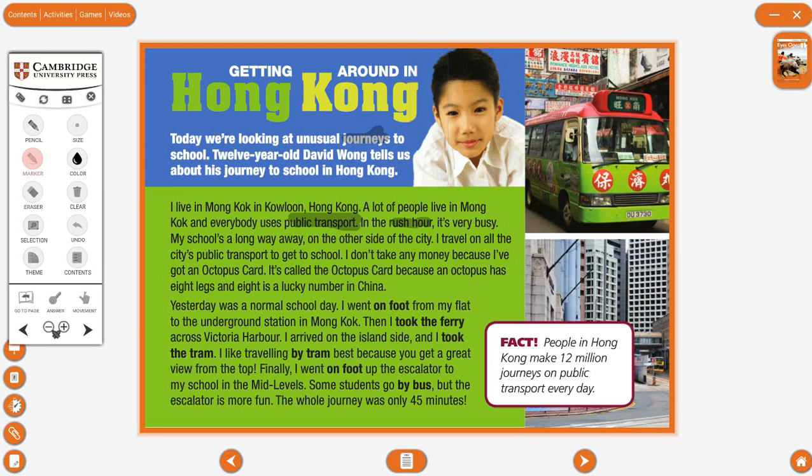Fact: people in Hong Kong make 12 million journeys on public transport every day. Ne diyor Fact'te yani gerçekten? Hong Kong'da insanlar 12 milyon seyahat, public transport yani toplu taşımaları kullanarak 12 milyon yolculuğa ulaşıyorlar demek istiyor burada.